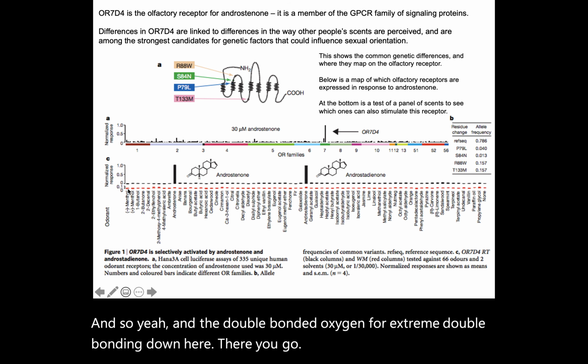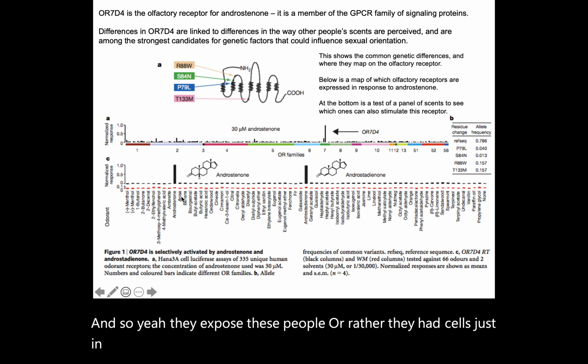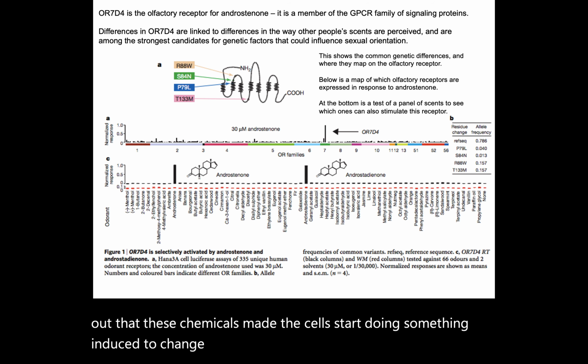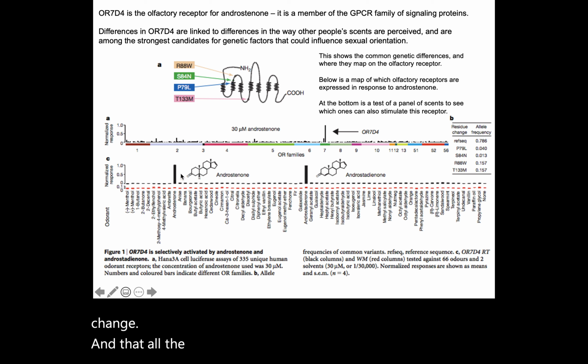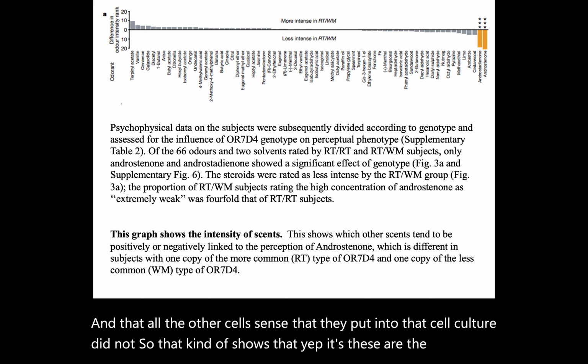So, they had cells just in a dish, exposed them to all these different chemicals, and found out that these chemicals made the cells start doing something. It induced a change inside the cells. It was a signaling change. And all the other scents that they put into that cell culture did not. So that kind of shows that, yep, these are the ones. They seem to be linked.